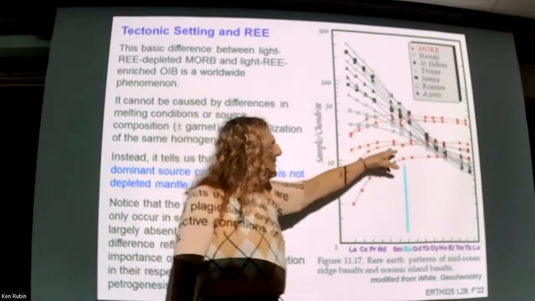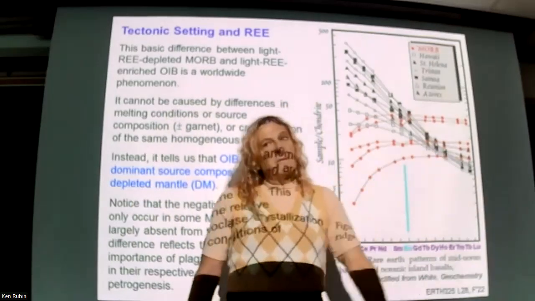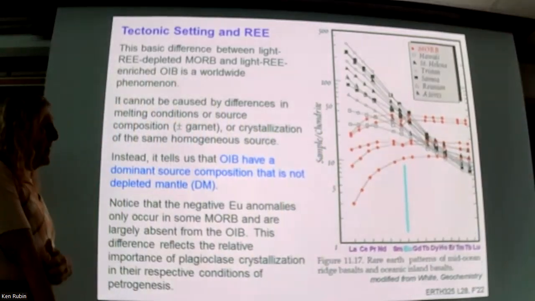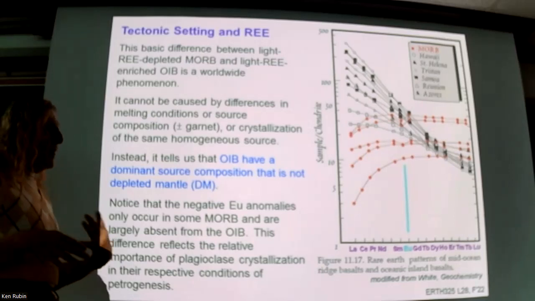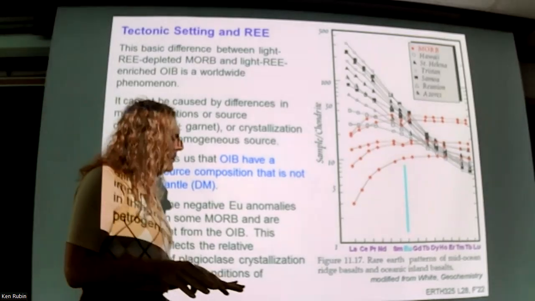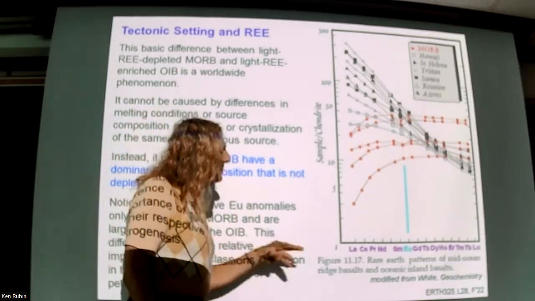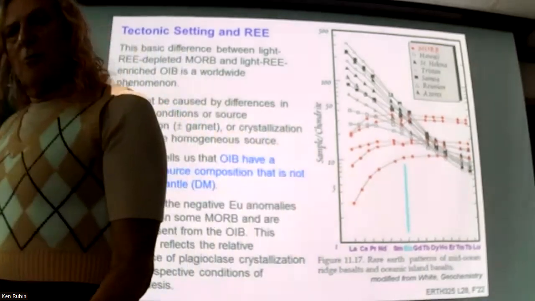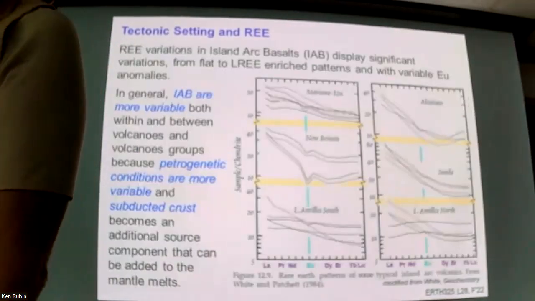But if we come to the heavy rare earth elements, in some cases MORB have more than the hotspot magmas. And that is probably related, at least to some extent, to the role of garnet, because we're actually pulling this concentration down somehow below MORB concentrations for the heavy rares.